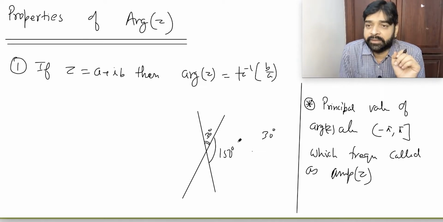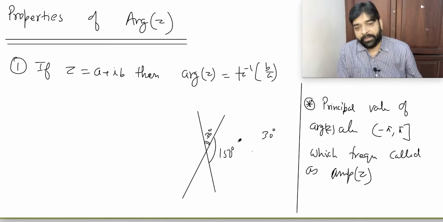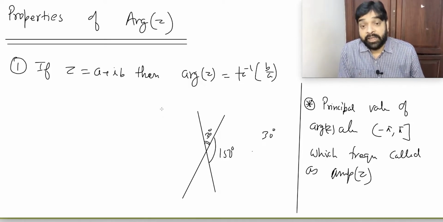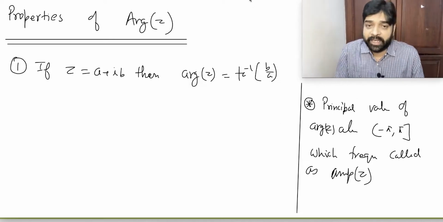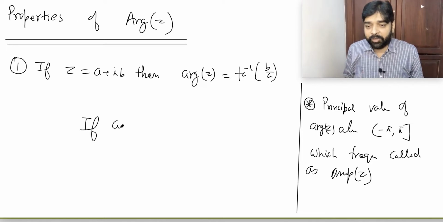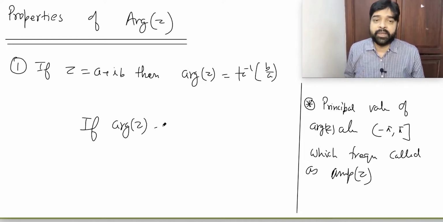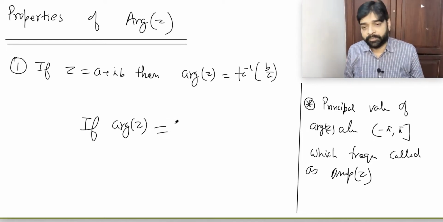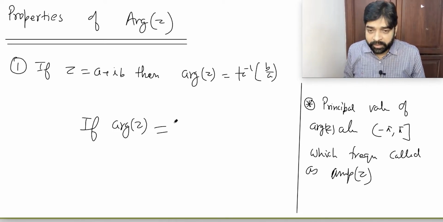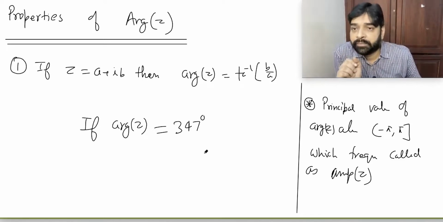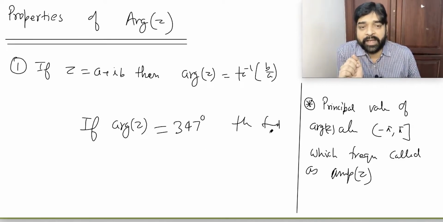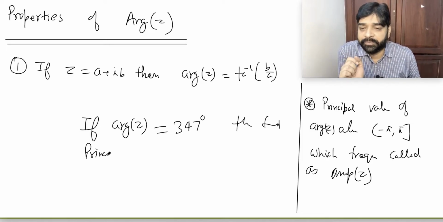Is this clear? Understood all of you? A problem, how to get the principal value if the argument of z is given. Suppose, for example, if I say argument z is equal to 347 degree, then find the principal value.